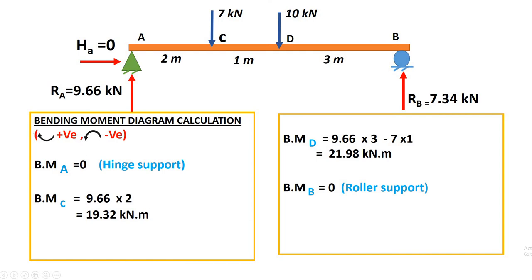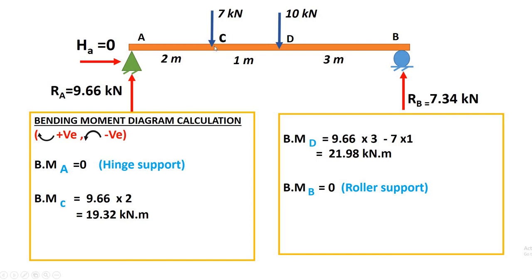Okay, now let us start with the A point. Here this is the hinge support. At hinge support we don't have any bending moment, because hinge support doesn't carry any moment. We have only two reactions for hinge support, that is horizontal and vertical. So at hinge support the value of bending moment is 0.